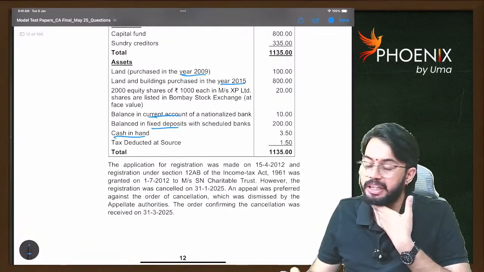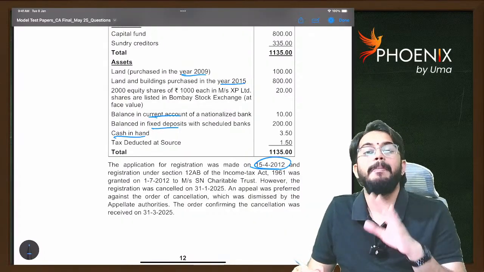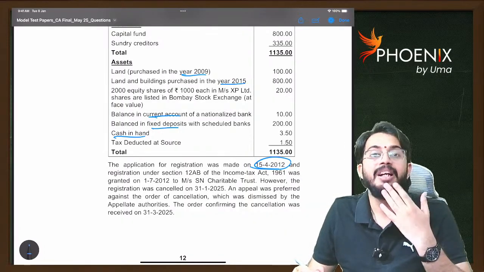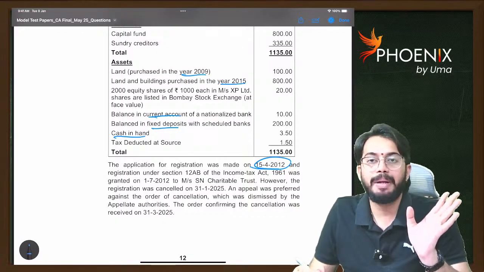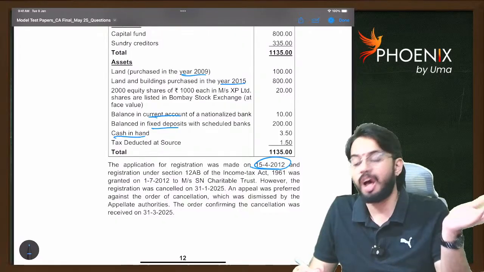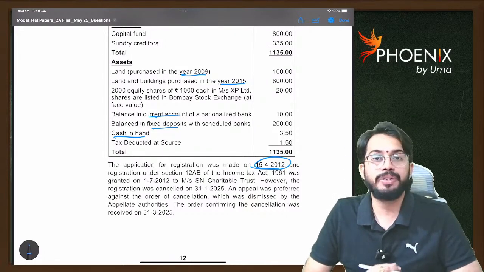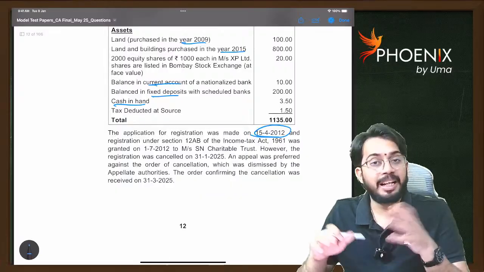Application for registration was made on 15th April 2012. That means before 15th April 2012, the trust is an AOP. So it paid taxes normally, but 12AA or 12AB benefit was received on or after 15th April 2012. So why am I saying this now? Let us see further.